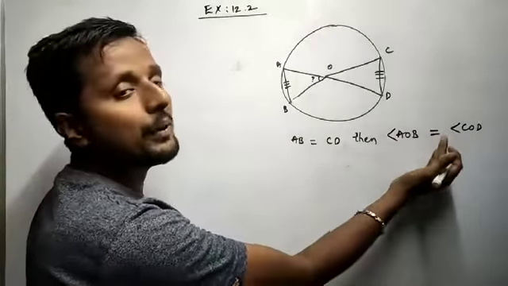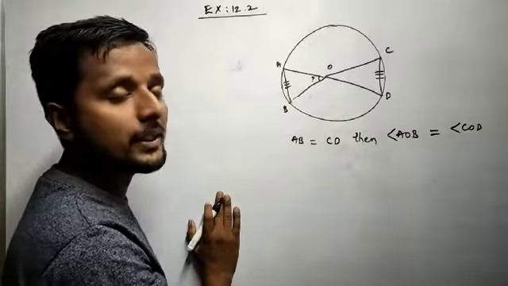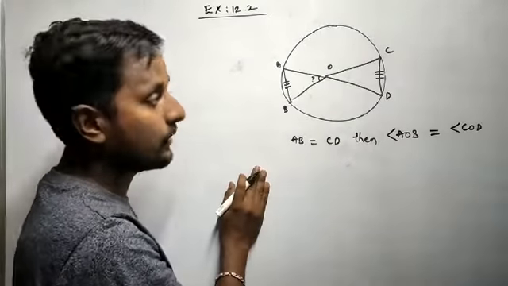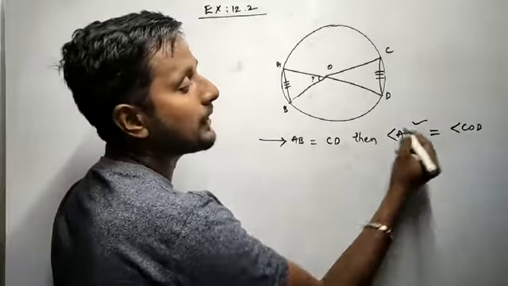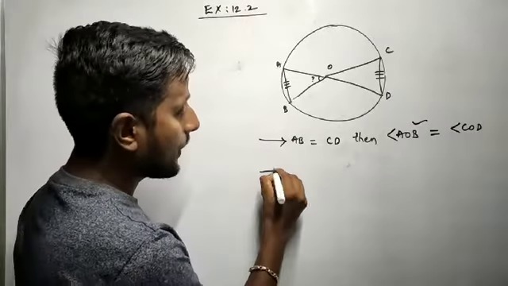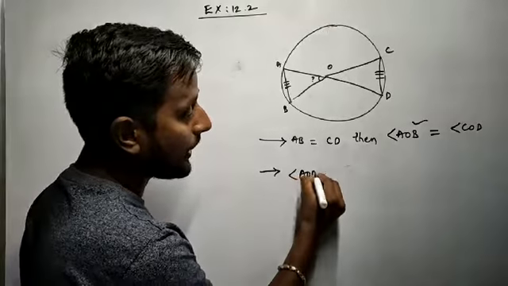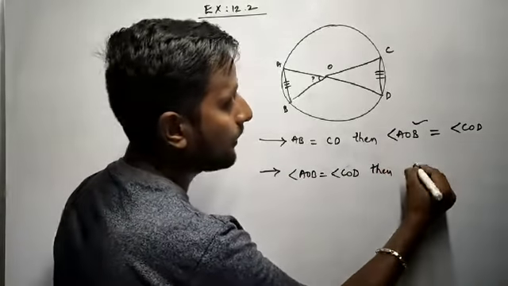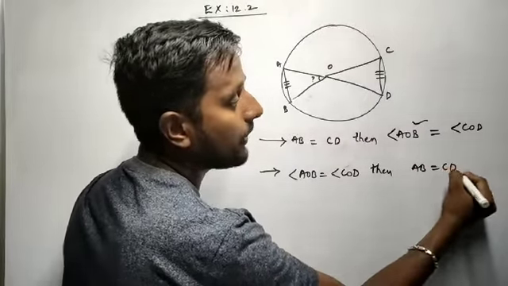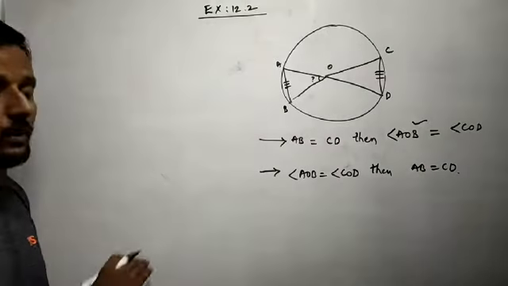And the condition happens vice versa also, in reverse. First I said if the chords are equal, the angles are equal. Same thing, if two chords make the same angle at the center, then the two chords are equal in length. That is one of the things.